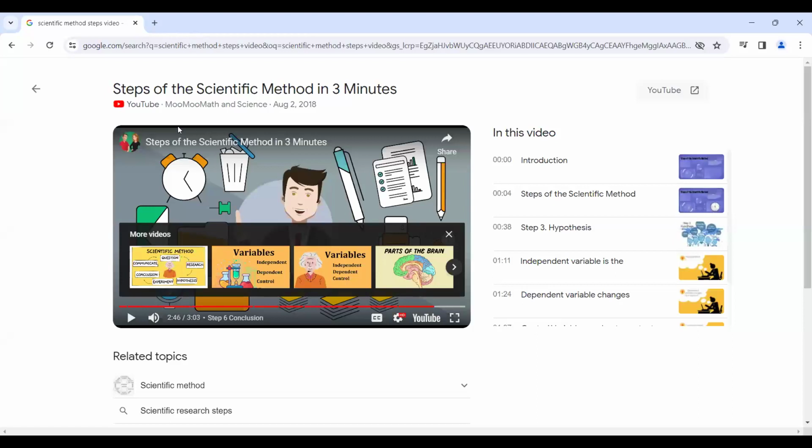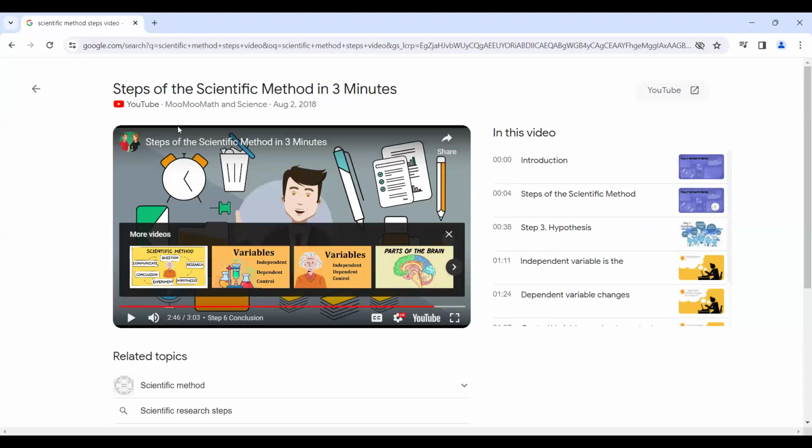Now tell me, this is the scientific method. First, we will look at what the steps of the scientific method are. The first one, identify the problem. Very good. Identify a problem. Second one? Hypothesis. Research. No.